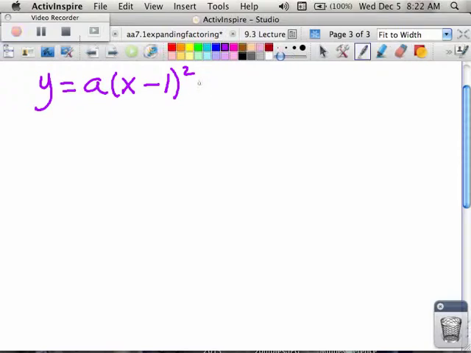Minus 4. That was my equation. And the point that I found on the graph was negative 1, 0. And that was my x value and my y value. What I do now is I plug those in.